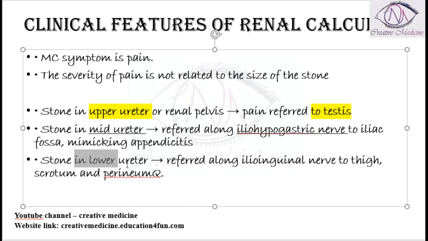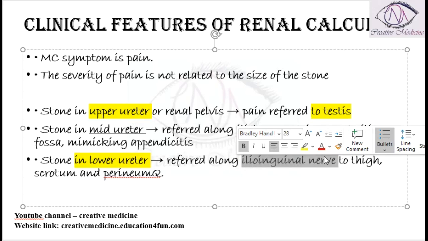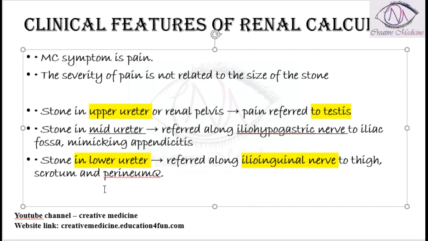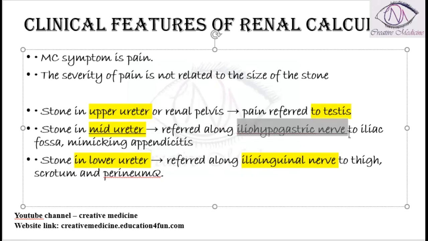If the stone is in the lower ureter, then it is referred along the ilioinguinal nerve to the thigh, scrotum, and perineum. So wherever the stone is, based on that, we can identify the site of the nerve involved. The site of pain can help us to identify the site of obstruction.